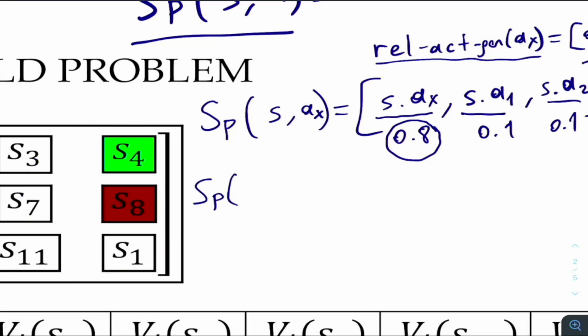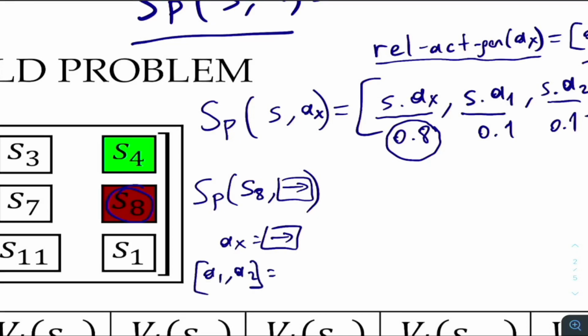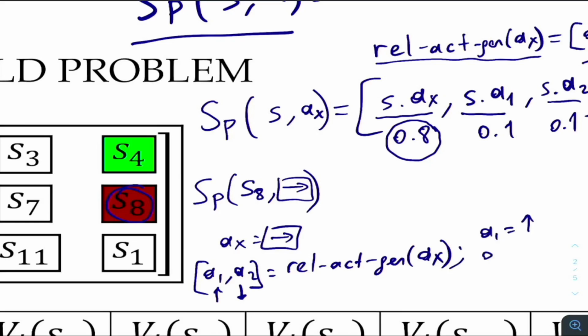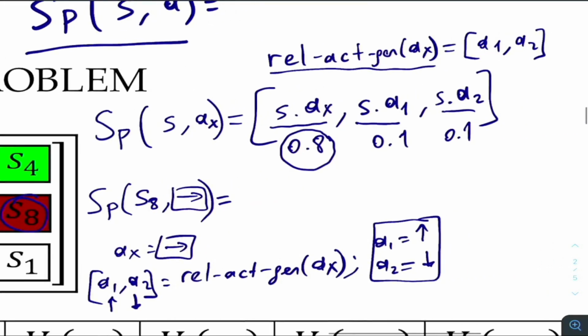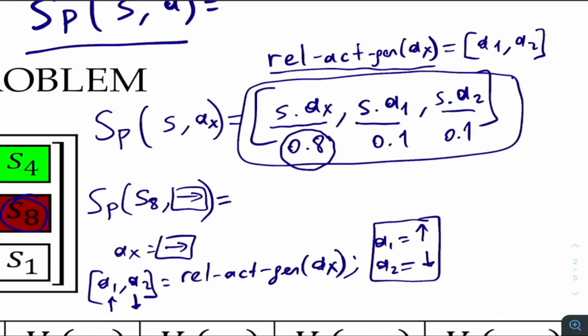So let's focus on this part of the problem. Let's use this S prime list generator. The state is S8 and the action is right. First of all, AX is right, and if we use the related action generator for that AX, it would give us up and down, meaning A1 is up, A2 is down. So let's just copy this. I am going to literally copy that.